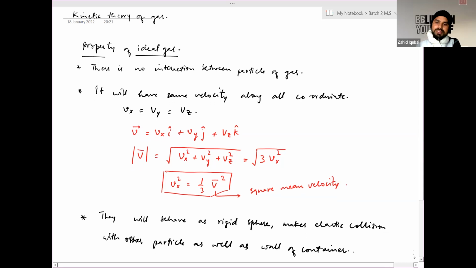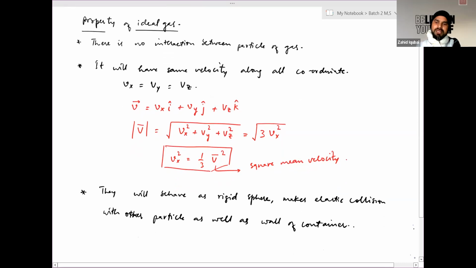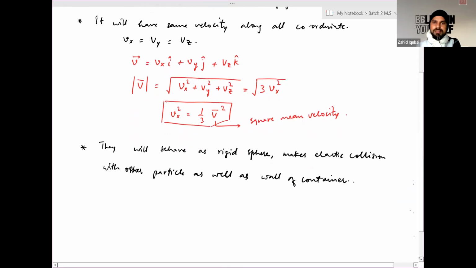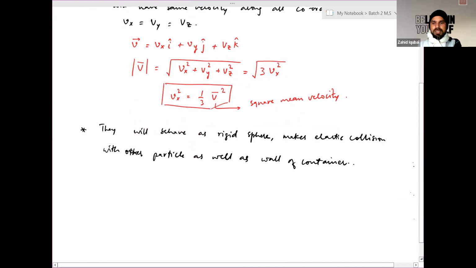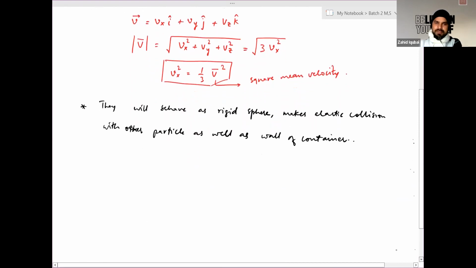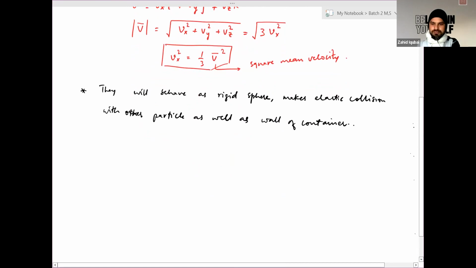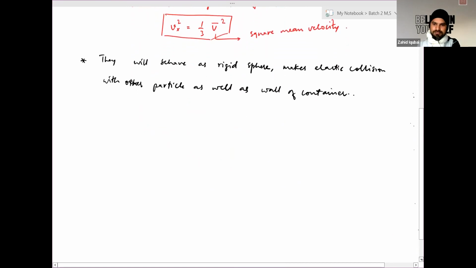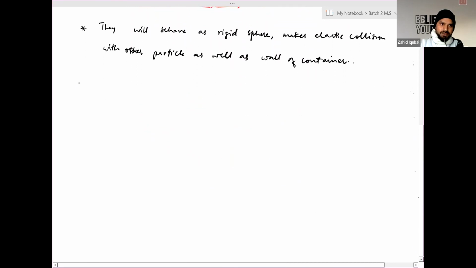Now, using this property, we have to first define pressure exerted by gas. And in your final exam, you will be asked to derive this expression. So first is pressure exerted by ideal gas.